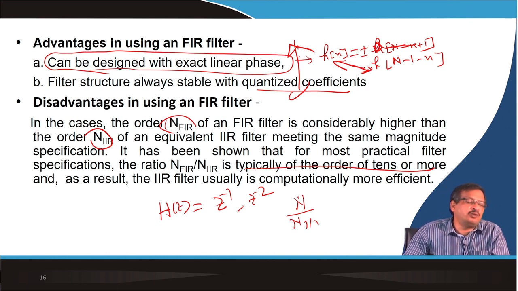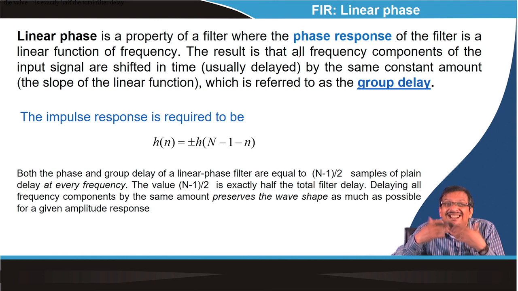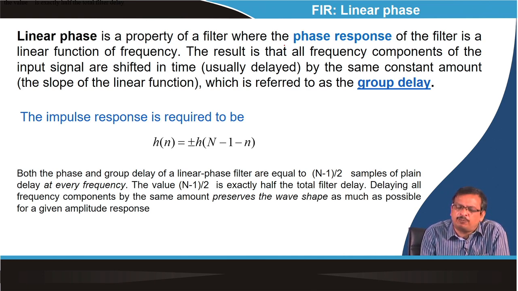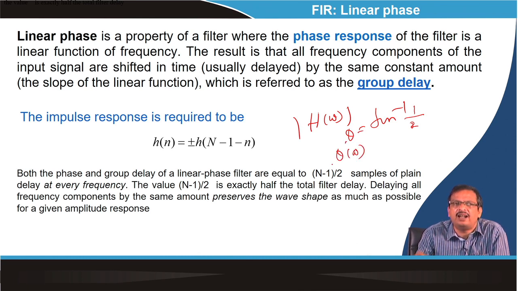Okay, now we come to linear phase. What is linear phase? I am not reading the slide, you can read it. Linear phase is a property of a filter where the phase response of the filter is a linear function of frequency. You know the magnitude response, mod of H omega, and tan inverse of the imaginary part divided by the real part is theta. So theta is also a function of omega. Theta is called the phase response.